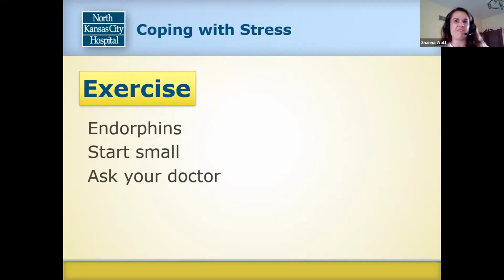Exercise. This is probably my favorite topic. So exercise does a whole bunch of good stuff for us. I know some people think the word exercise is a dirty word. So maybe we just call it movement, whatever you want to call it. If you feel like when I say exercise, you get chills down your back and you want to stop listening to me, then call it something different. So don't discount what this can do for your stress levels.